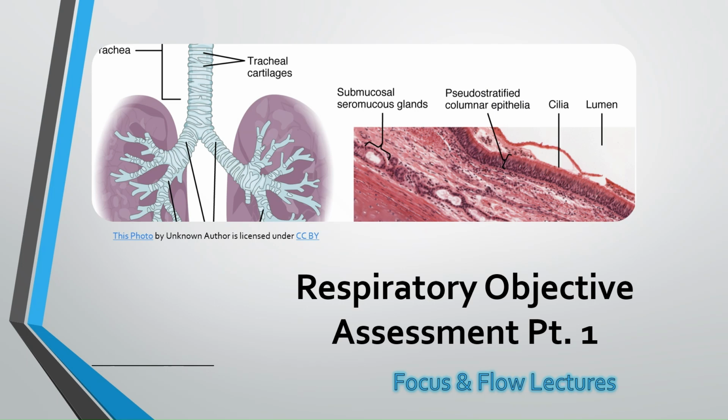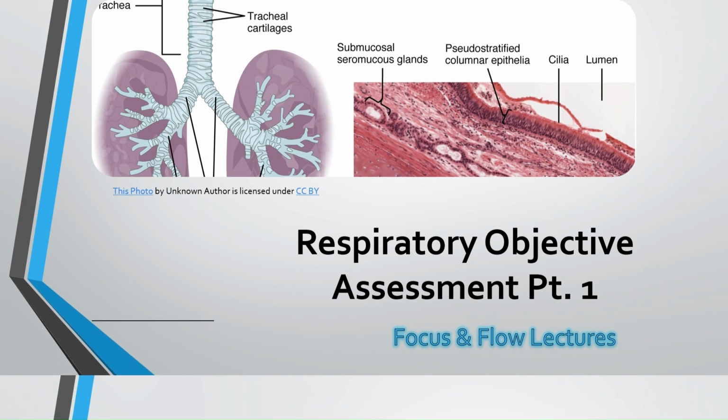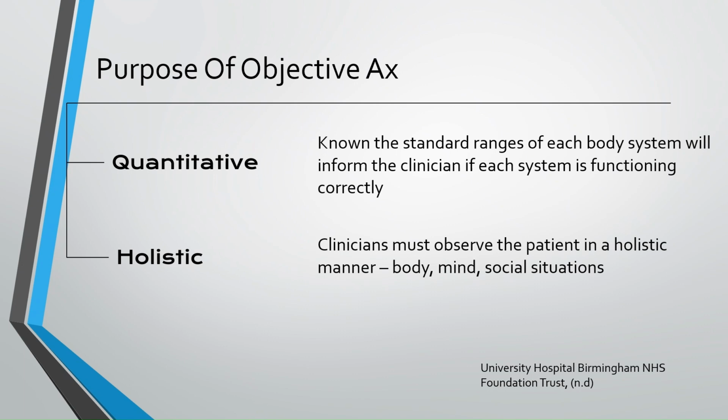Today we will be going over the respiratory objective assessment, and this is part 1. What is the purpose of the objective assessment? The clinician needs to collect quantitative information, so you need to know the standard ranges of each body system, and this will inform you whether or not each system is working efficiently and effectively or functioning correctly.